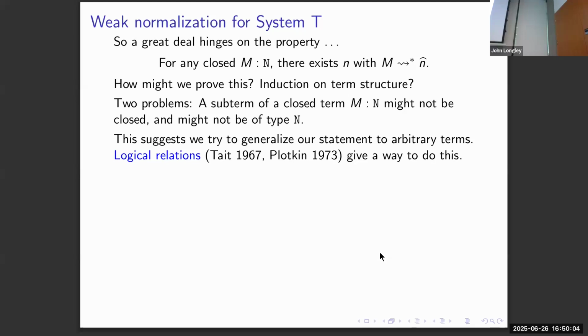But this does suggest that we try to generalize the claim we're interested in to something that says something about arbitrary terms. Logical relations, which is a very powerful proof method, give a way to do this. This is simple, but it has an enormous amount of power under the hood. So I propose to look at a few examples of this.